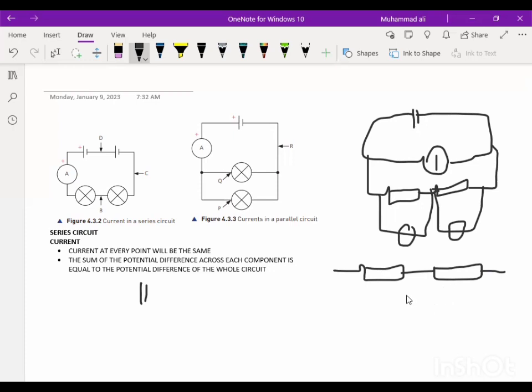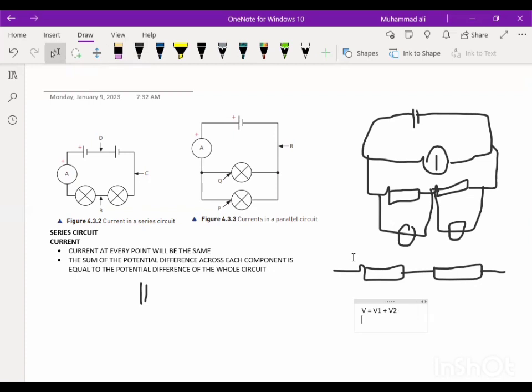Another thing that we know is that if we talk about voltage, we have two resistors. Each of these resistors is going to consume some voltage. For example, the voltage this is consuming is V1 and this is consuming is V2. So I know that my overall voltage is going to be equal to V1 plus V2.